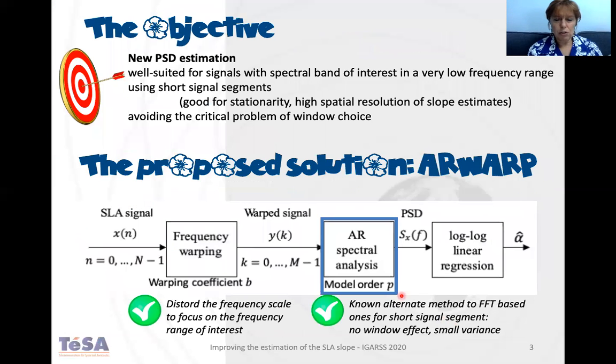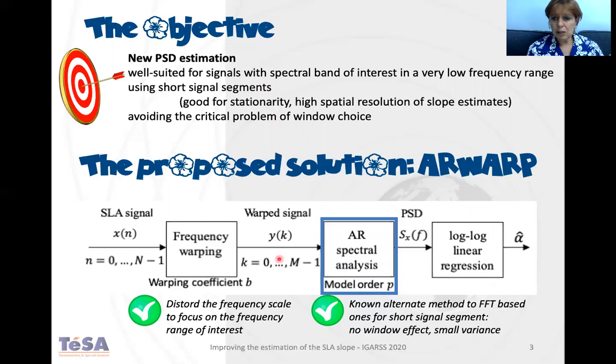This was the objective of our work, to propose a new PSD estimation well suited for signals with a spectral band of interest in a very, very low frequency range, as it is the case for SLA signals, using short signal segments, namely one segment of 3,000 samples, which will be good for stationarity, and avoiding the problem of window choice. Our proposed solution is called R-warp. It consists of 3 steps: frequency warping, spectral analysis, and slope estimation.